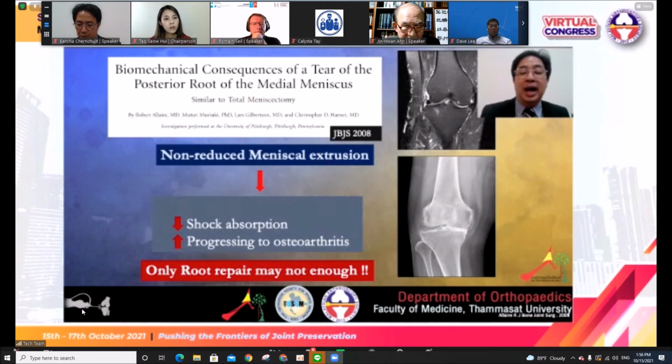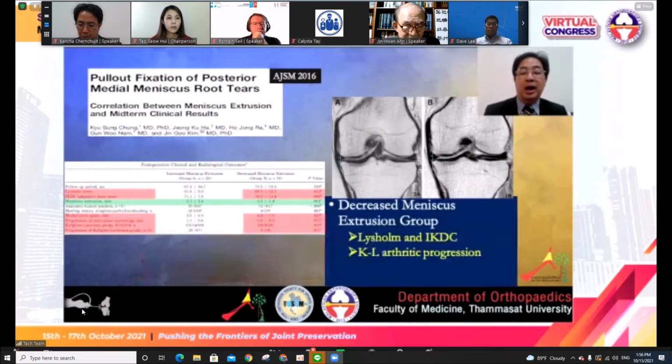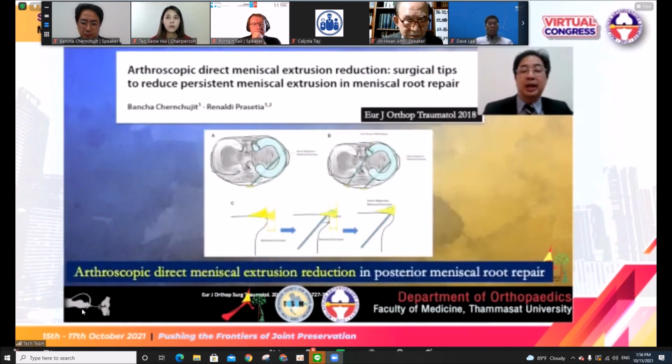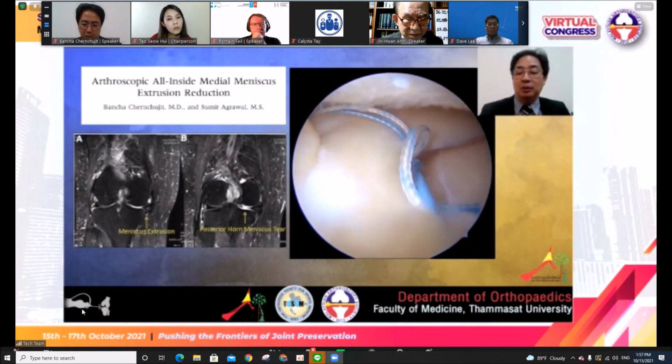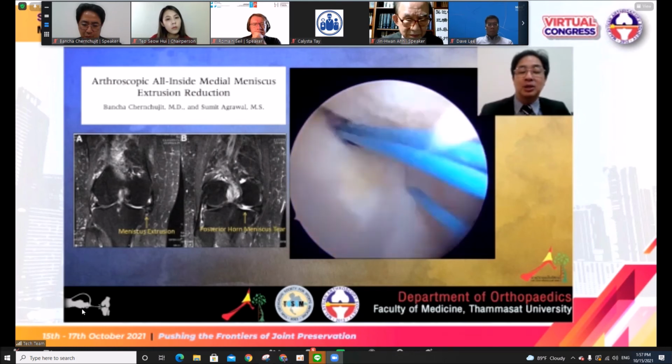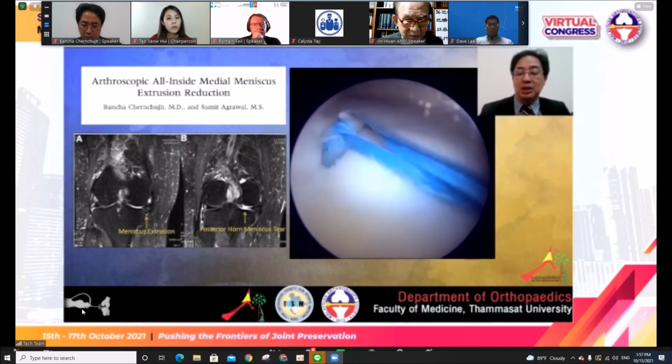This article proposed that non-reduced meniscus extrusion decreases shock absorption and increases progression to osteoarthritis. So only root repair may not be enough. Dr. Jin Gu Kim found that the decreased meniscus extrusion group had better Lysholm and IKDC scores and less KL arthritic progression. I propose a surgical technique for arthroscopic direct meniscus extrusion reduction. I use the mid-medial portal to place a soft anchor at the edge of the tibia, then reduce the meniscus to the anchor in horizontal mattress fashion.